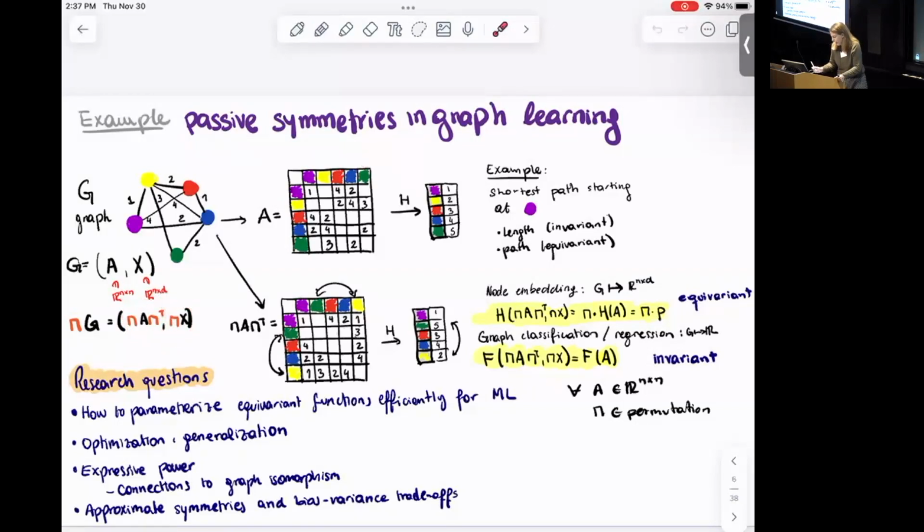And then the claim is that if I'm going to do machine learning on graphs, then I need to be consistent with the symmetries. And this is what graph neural networks do. They are designed so they are consistent with the symmetry. And I'm going to talk more about graph neural networks.